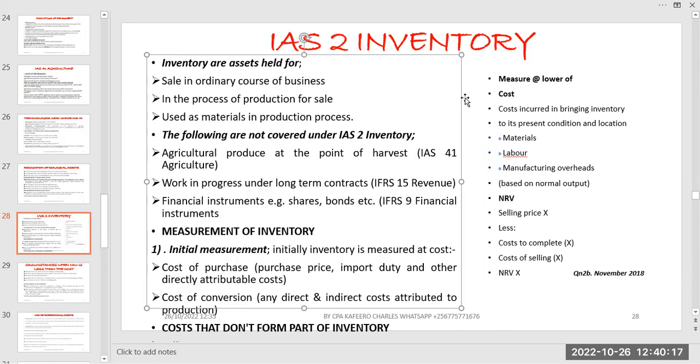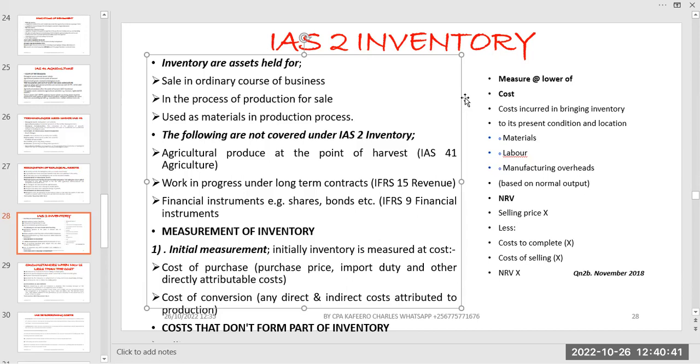Here we are saying that the inventory is basically subdivided into 3. We have the finished goods, we have the work in progress, that is the unfinished products that are still in the production process. Then we have the raw materials themselves we use in the production.